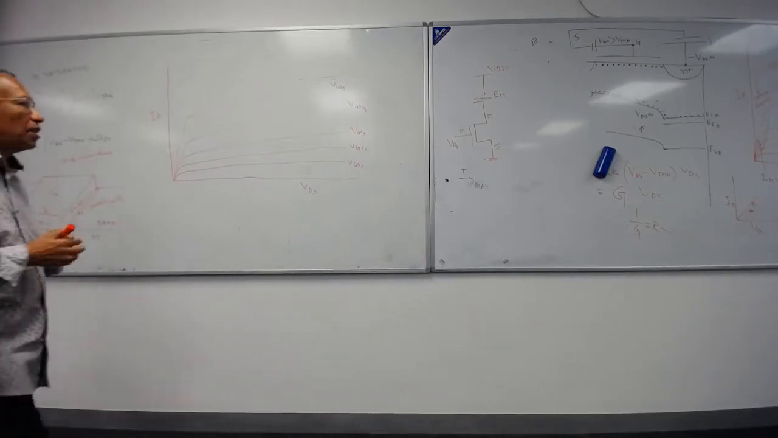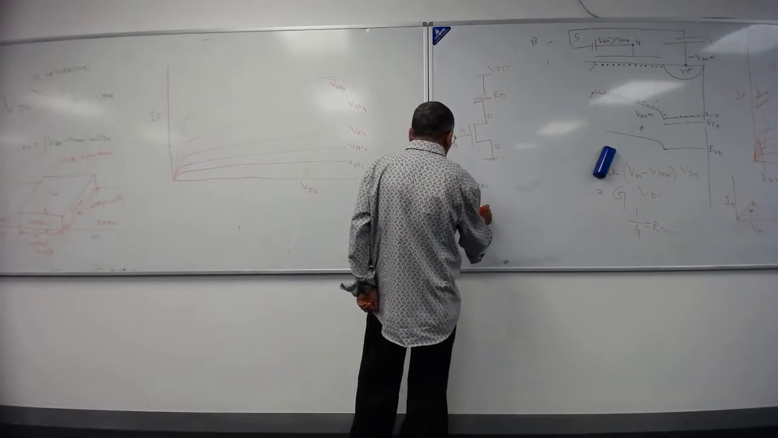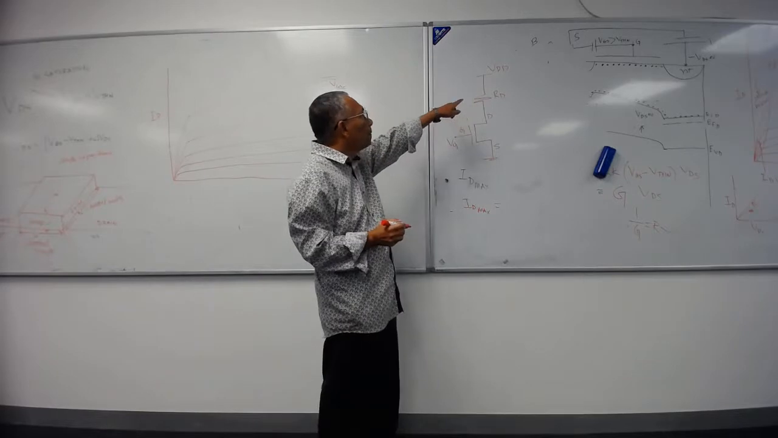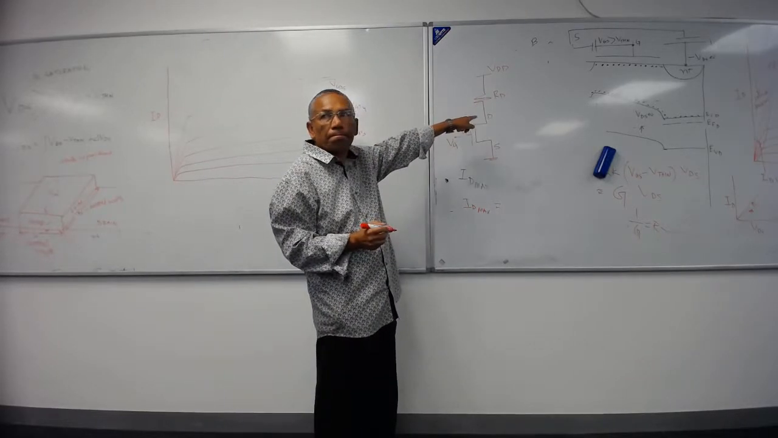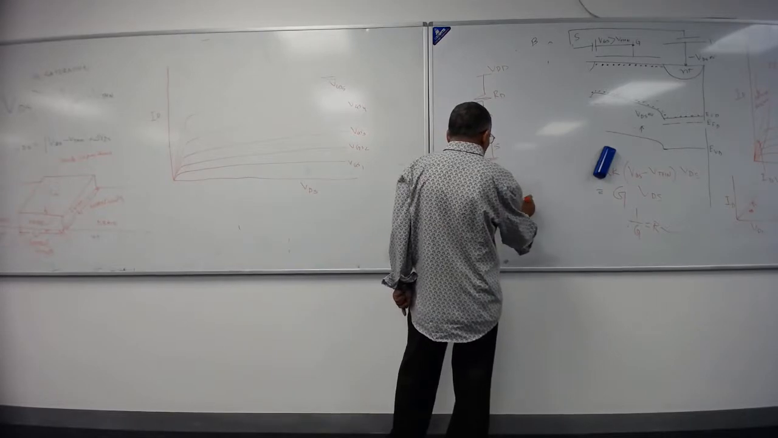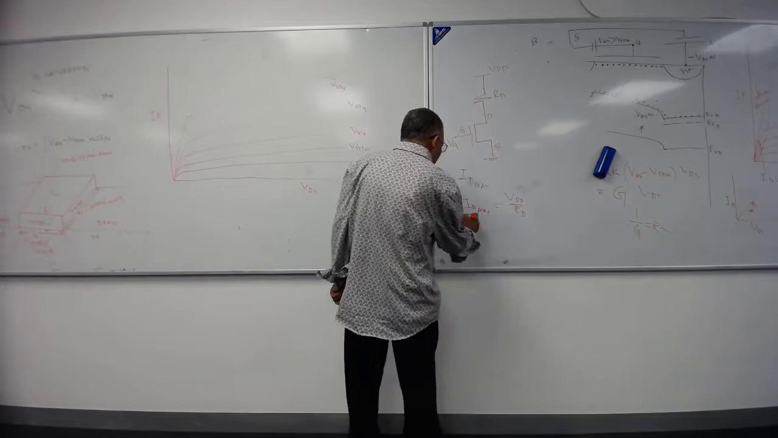ID max, in this case, equals how much? You tell me. VDD divided by RD. Okay, this is ID max. What is your VDS max?